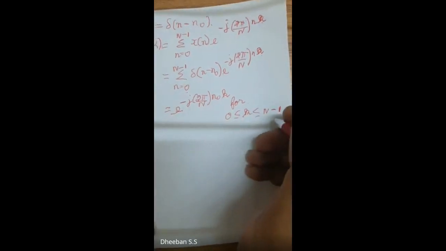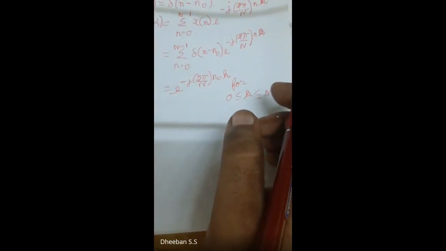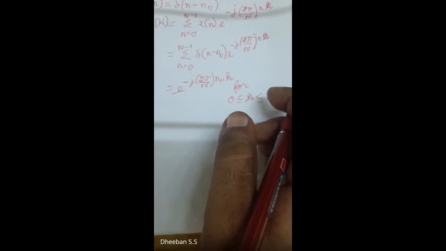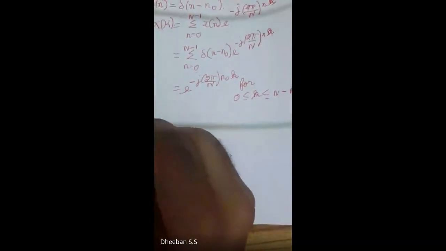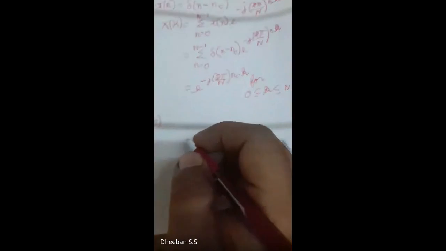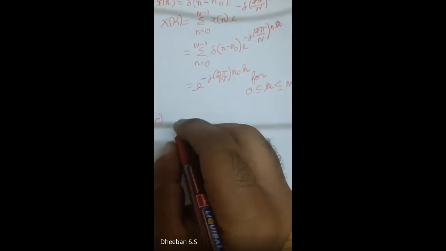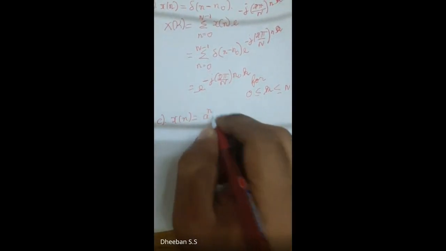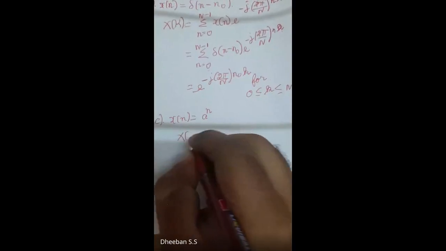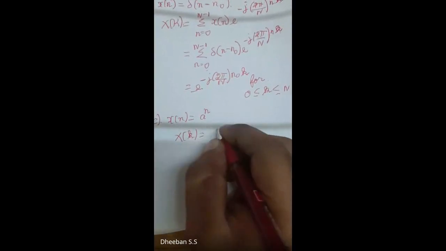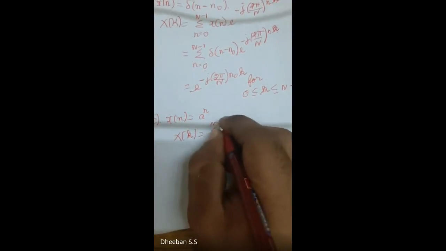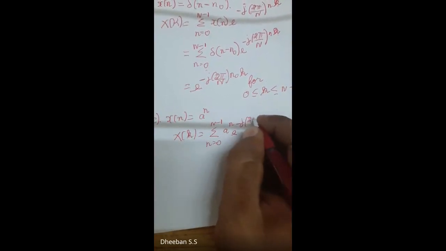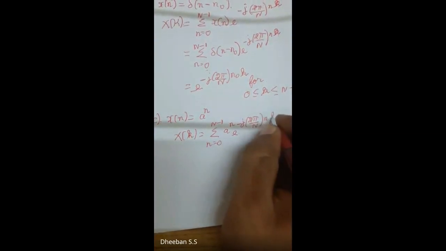The next is C. For C, it is given as x of n equal to a power n. So your x of k will be, with the formula, summation n equal to 0 to N minus 1, you just write a power n directly, e power minus j 2 pi by N small n into k.